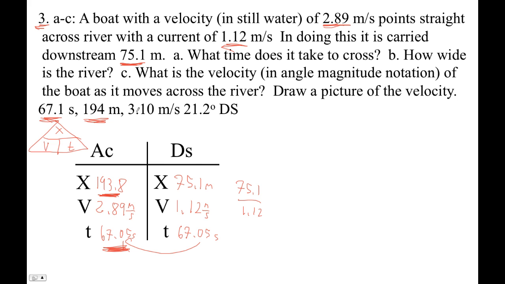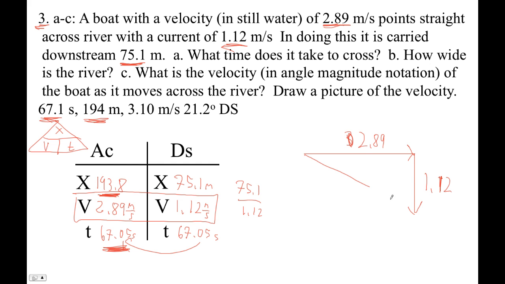Okay, and now we've got to do this, right? We've got to take these velocities and make them into a vector, right? So let's see. We've got 2.89 across, 1.12 down. So that's 1.12. Whoops, 2.89. Okay, a little bit brain dead today. Okay, so there we go. Now we just want to find the speed, which is the hypotenuse, and we want to find the angle.